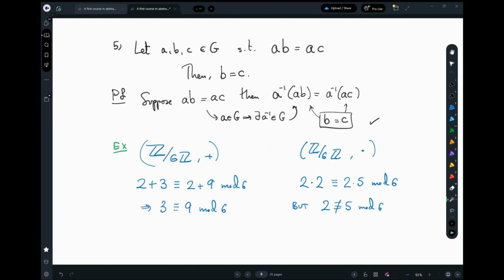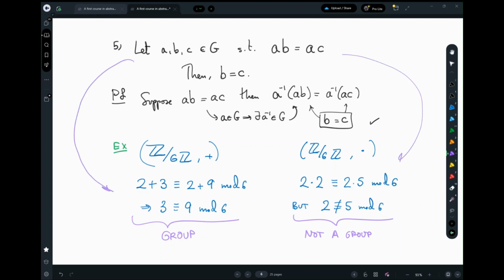What happened? Why is this not working out? Well, it's not working out because we know that Z modulo 6 under addition is a group, but this is not a group. So while this applies to this example, this does not apply to this example because this is not a group. 2 does not have a multiplicative inverse, so I cannot cancel out that 2 in this equation over here.